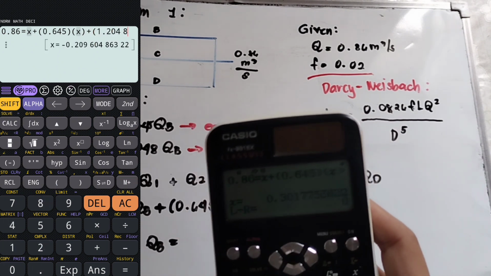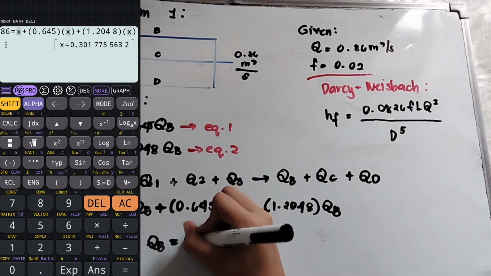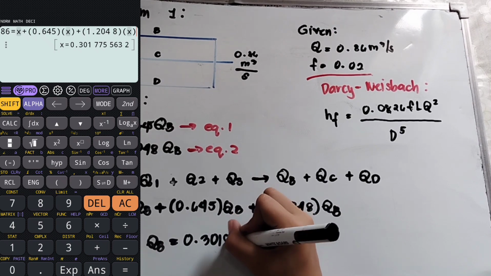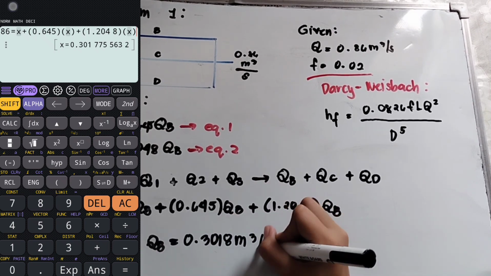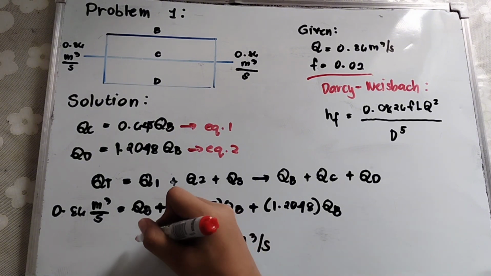So, for the discharge at pipe B, we have 0.3018 cubic meters per second. Now, since we already have a value for our discharge at B, we can now find the value of the discharge at pipes C and D.